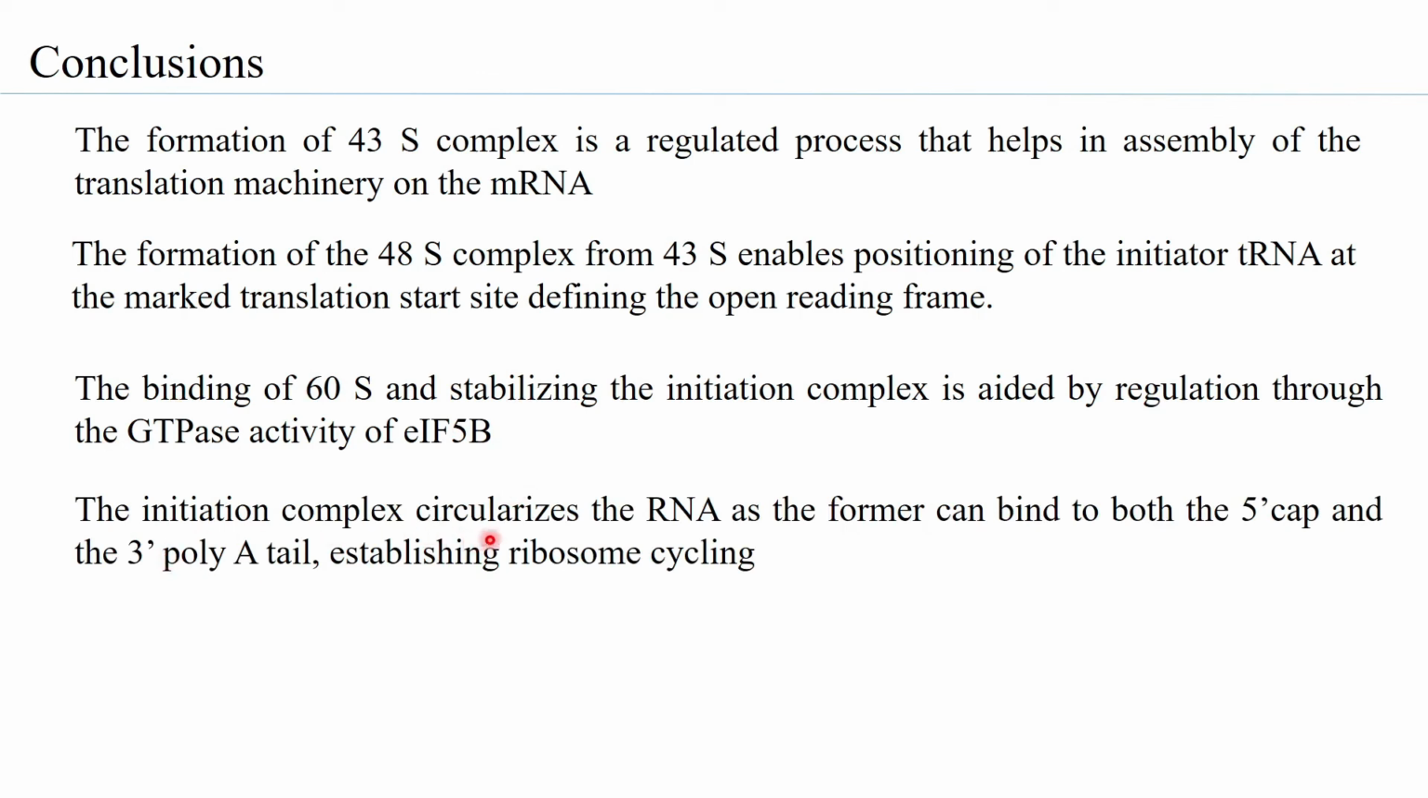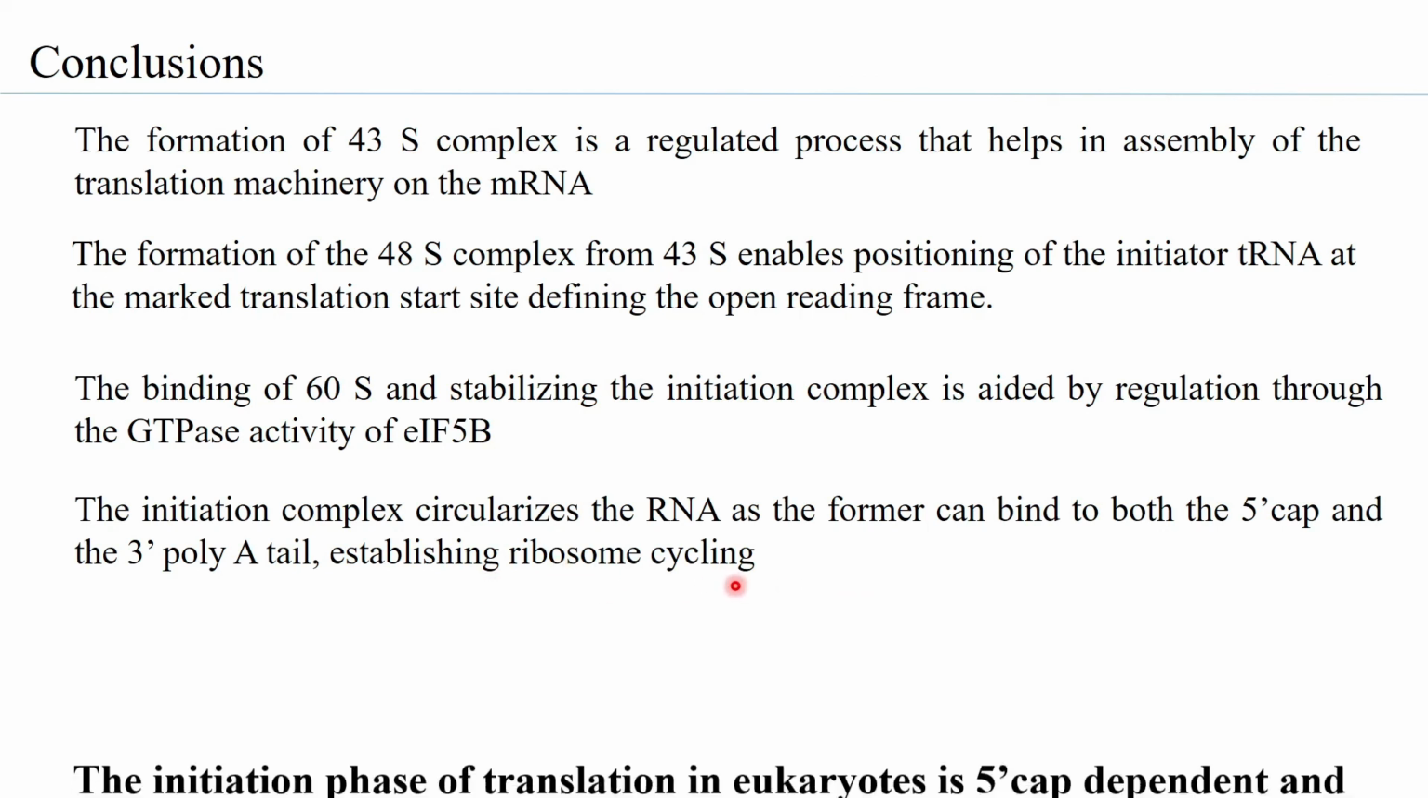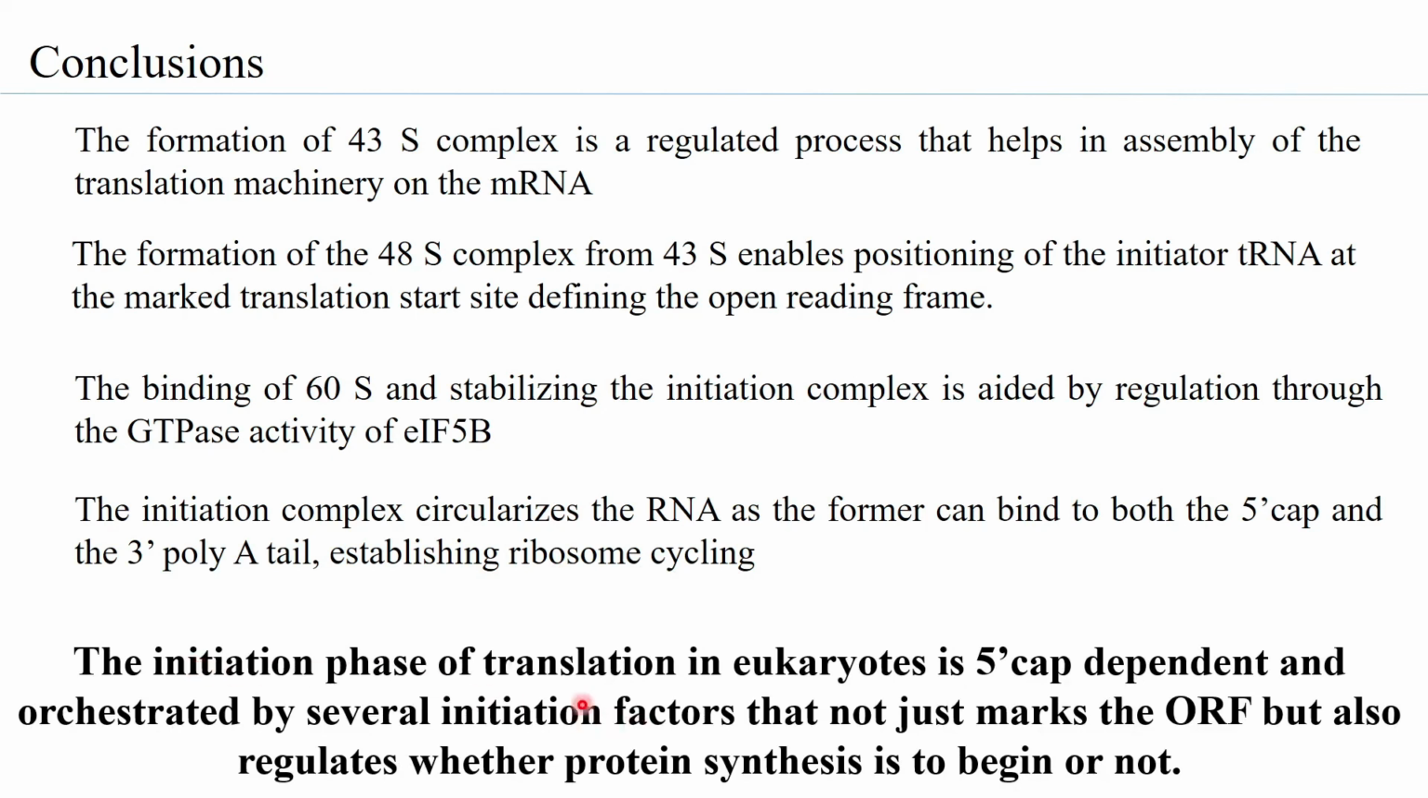The initiation complex circularizes the RNA as the former can bind to both the 5' cap and the poly-A tail, establishing also what is understood as ribosome cycling. Thus, the initiation phase of translation in eukaryotes is 5' cap dependent and orchestrated by several initiation factors that not just mark the ORF but also regulate whether protein synthesis is to begin or not.